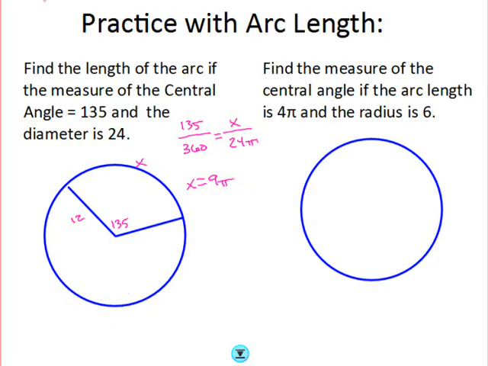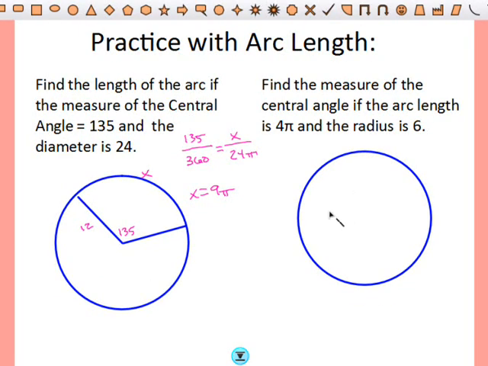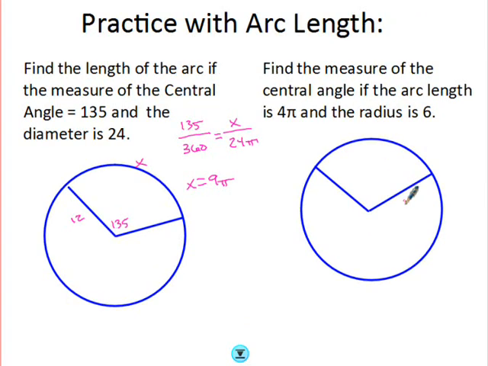Okay. Here, I'm finding the measure of the central angle. This is a reason that I like to use the proportions also. So here we don't know the angle. I have no idea what that angle is. I'm just going to draw any old angle. I know that the radius is 6, and I know that the arc length is 4 pi. So the angle, we don't know, I'll use A for angle, over 360 equals the arc length, which we know is 4 pi, over the circumference, which is 12 pi.